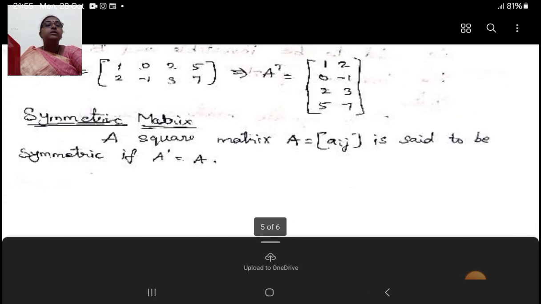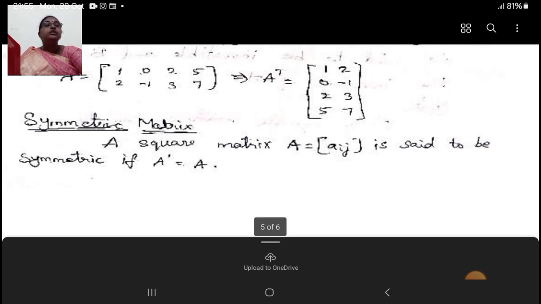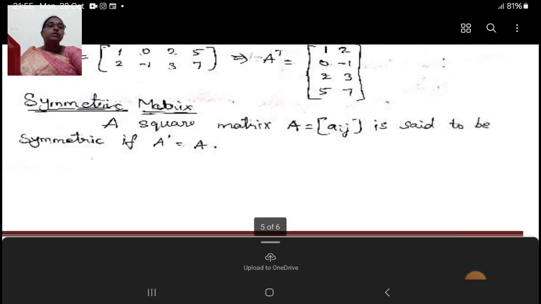And then the symmetric matrix. A square matrix is said to be symmetric if A and A transpose are equal.